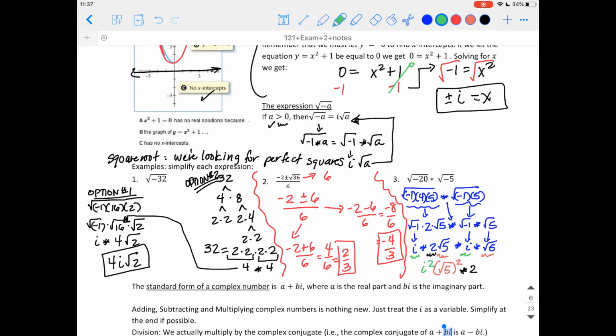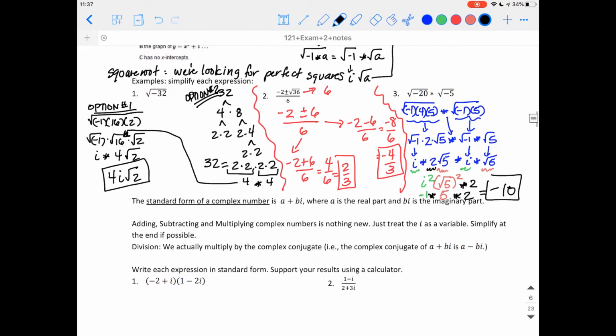So what is i squared? i squared is negative 1. Times, what is the square root of 5 squared? The square root and the squared are inverses of each other, so they cancel each other out, and I'm just left with 5. And then times 2. Negative 1 times 2 is negative 2, and negative 2 times 5, my final answer to this is negative 10.